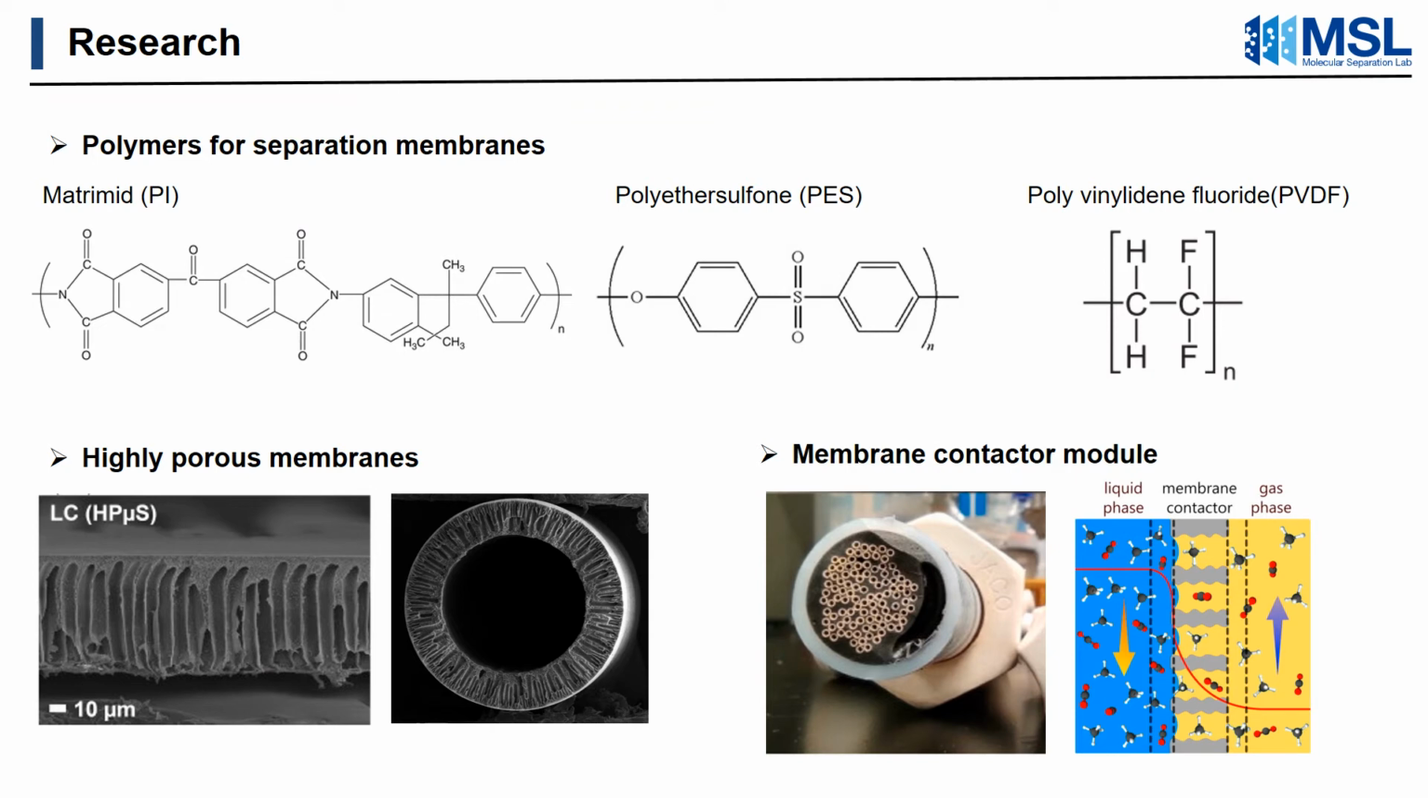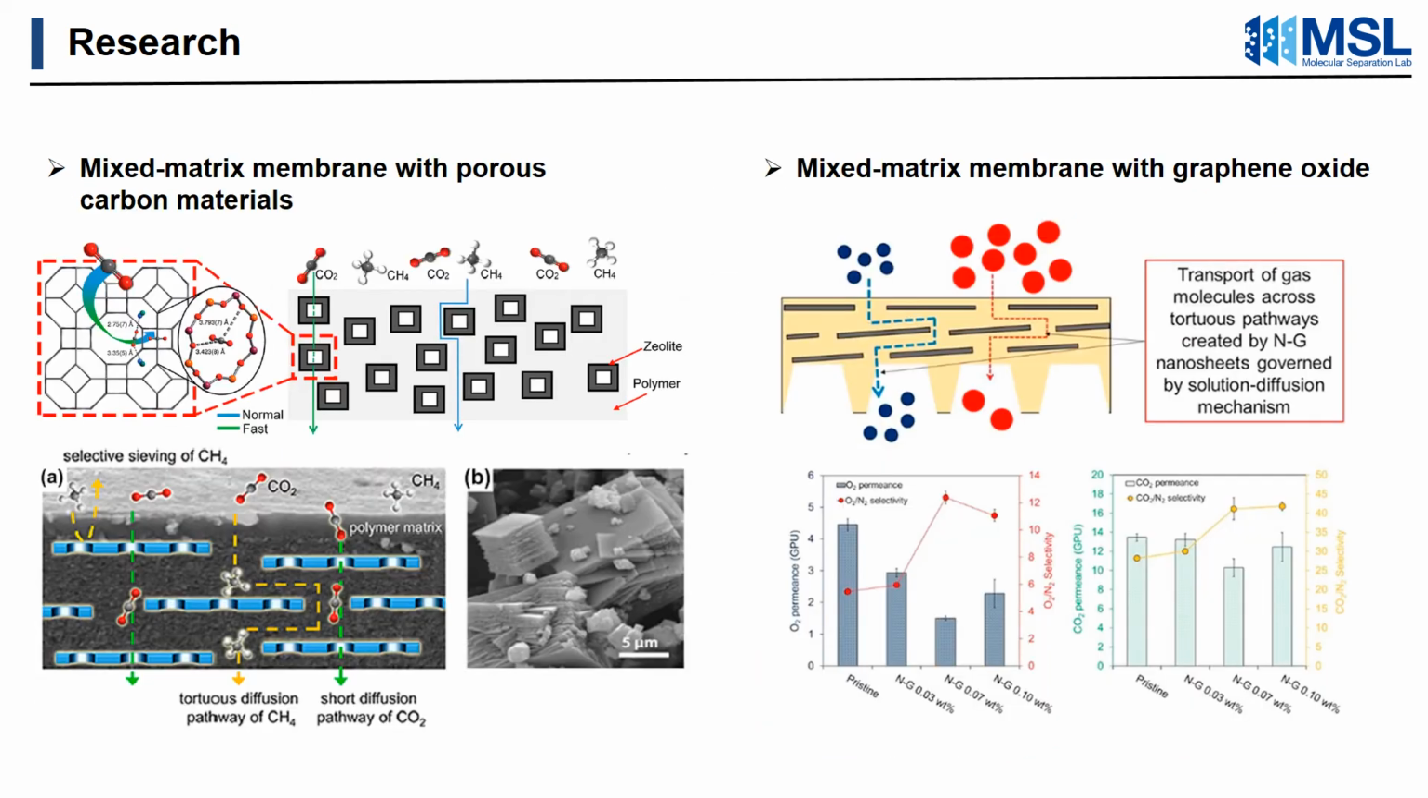For molecular scale separation, such as gas separation, polymer-based dense membrane is most often used, so we are manufacturing membranes based on various polymers such as PIPS or PVDF. Also, in order to improve the separation performance, research is conducted in the direction of forming porous structure or appropriate skin layer. In addition, to increase the separation performance, a mixed matrix membrane is prepared by mixing porous material or 2D material with polymer membrane.